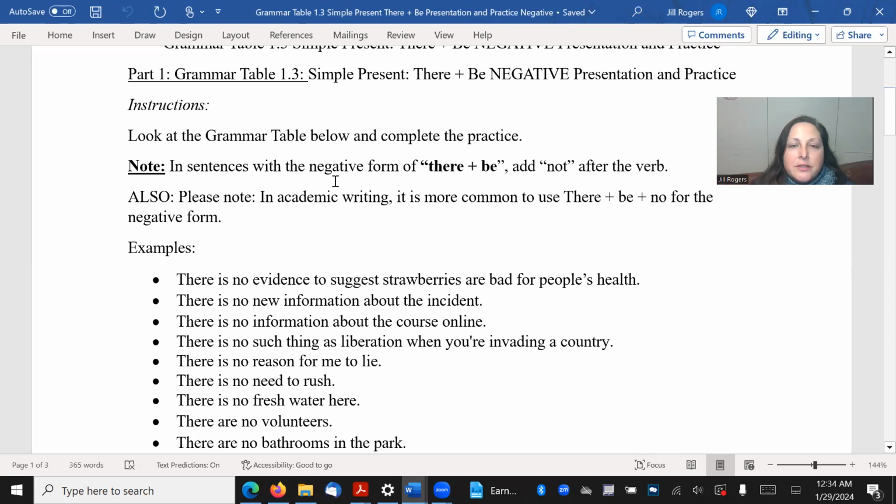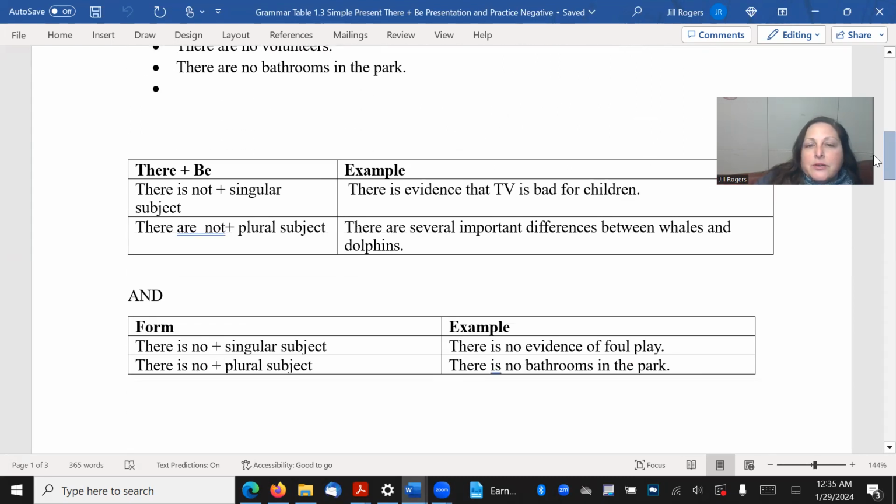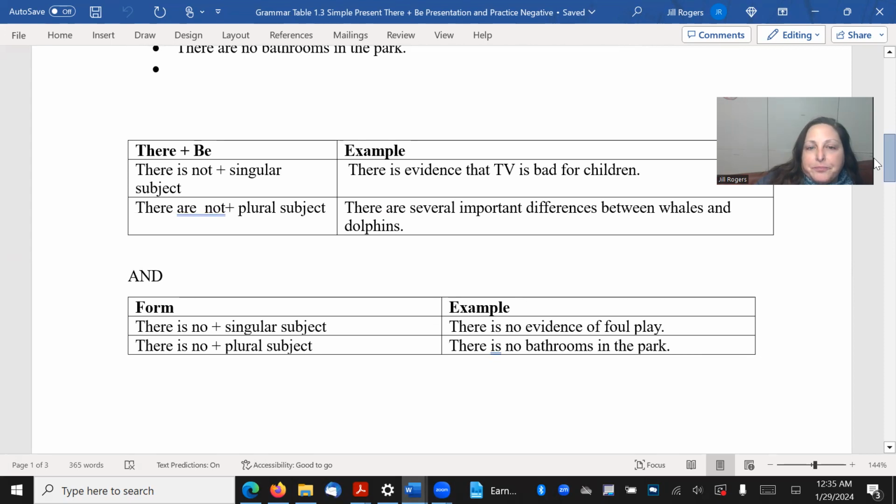Okay, so in sentences with the negative form of there plus be, add not after the verb. You know this. It's very easy. It's the same thing that you've already learned with the eat, is, and what and was, right? If you want it negative, the present simple tense, simple past tense, it's the same idea. If you want it to be negative, put not after the be verb.